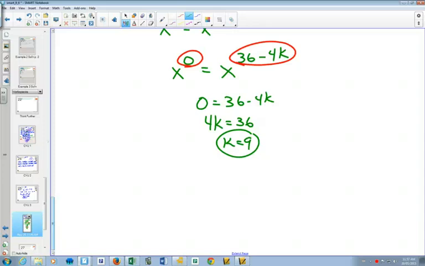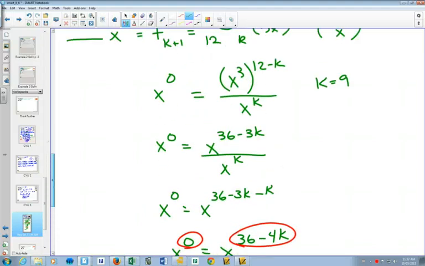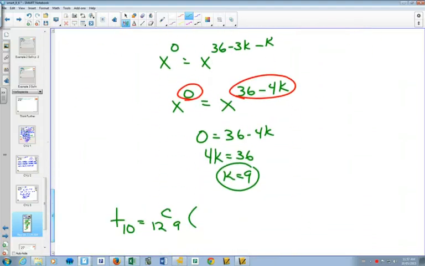Okay, so now that we've found that k is 9, we still have to find the constant term because the question didn't ask which term is the constant term. We know that it's term 10, so we'll have 12 choose 9. Our a value, what was it again? 5x cubed, to the power 12 minus 9, and negative 2 over x to the 9.